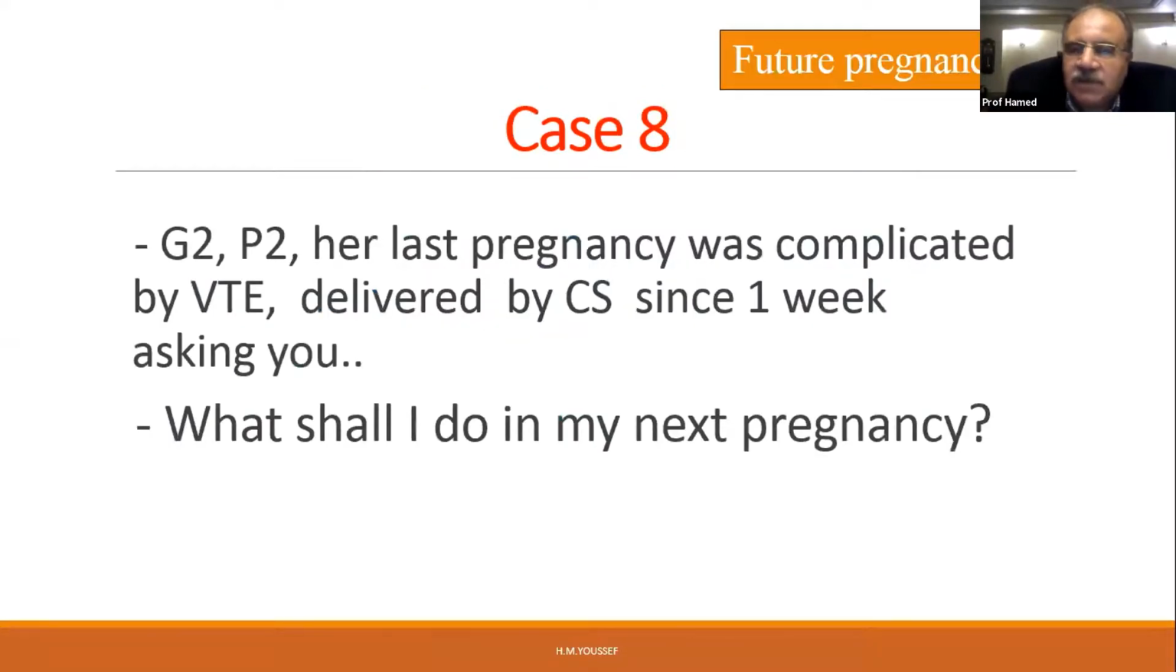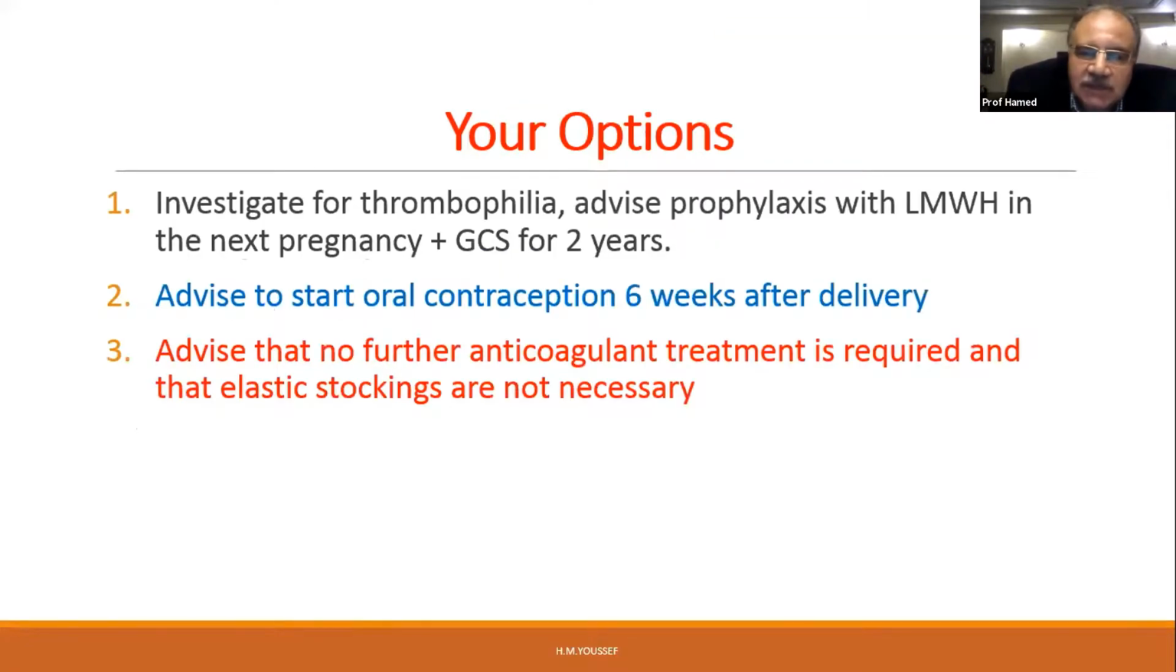What about future pregnancy? Case number 8. Gravida 2 para 2. Her last pregnancy was complicated by VTE, delivered by cesarean section 1 week ago. She asks her doctor, what shall I do in my next pregnancy? What's your option?